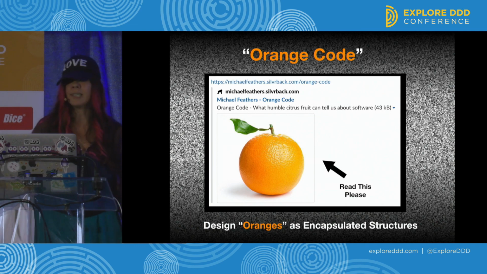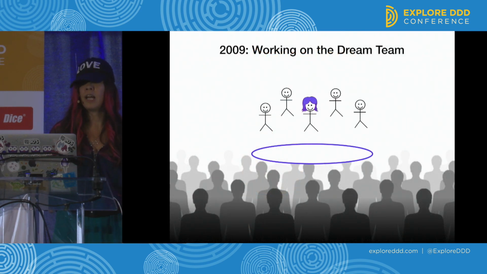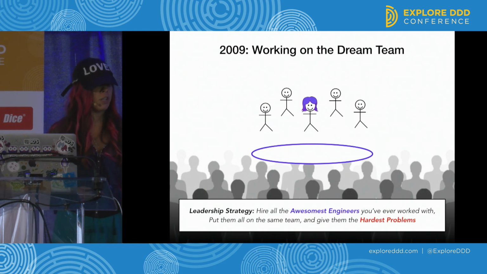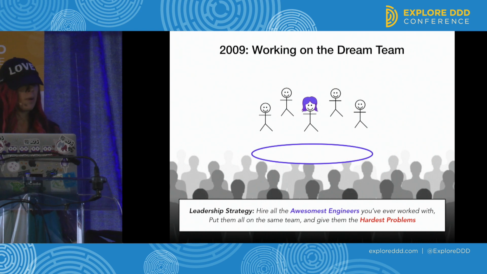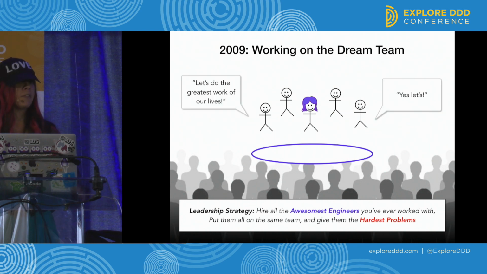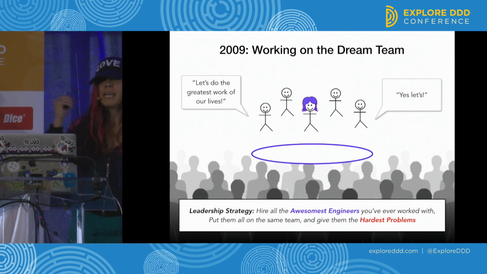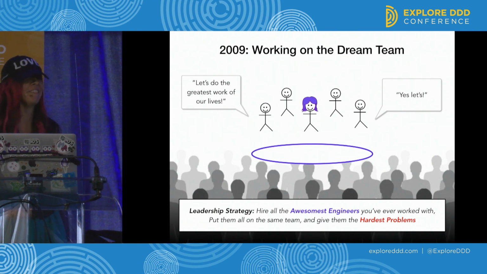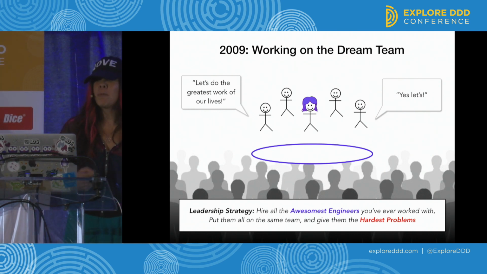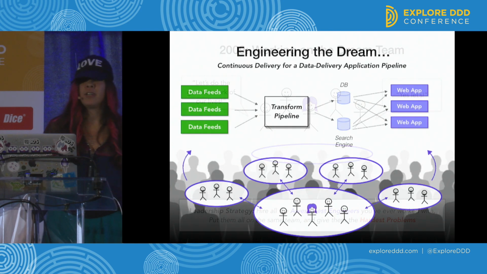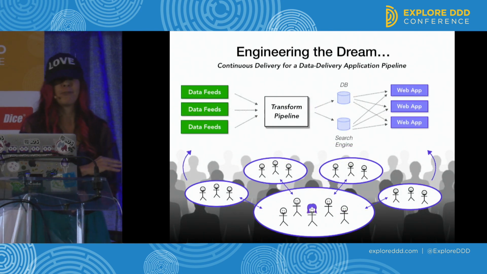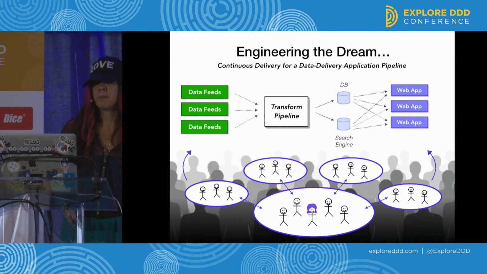So quick story here. Back in 2009, I was working on the dream team. Essentially, leadership strategy of the company was hire all the awesomest engineers you've ever worked with, put them all in the same team, and give them the hardest problem. And so this became this thing where we were all calling our friends, going, we're getting the band back together, everyone, you know? And it was so much fun getting the opportunity to engineer the dream continuous delivery platform that we put together. And we did something different.